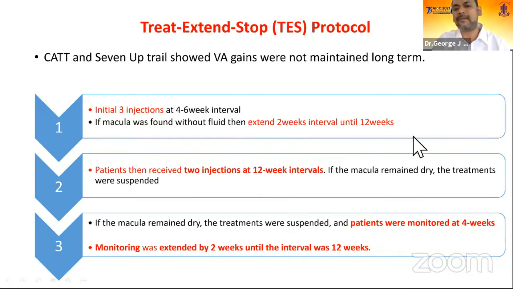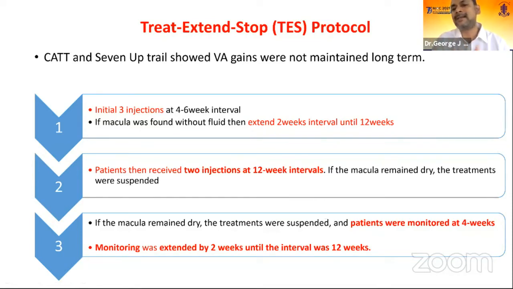Another aspect, how we can avoid injection. To me, this protocol is very important. Not only treat and extend, but the treat, extend, and stop protocol, where initially it is only treat and extend. After the monthly injection, extend by 2 weekly or 4 weekly to once in 3 months injection. Once in 3 months injection, and if the macula is dry, the patient still receives 2 more 3 monthly injections, even if the macula is dry, and then stop the injection. So that is treat, extend, and stop.